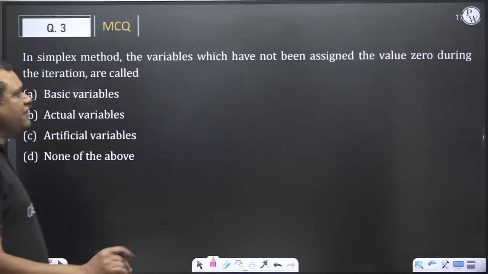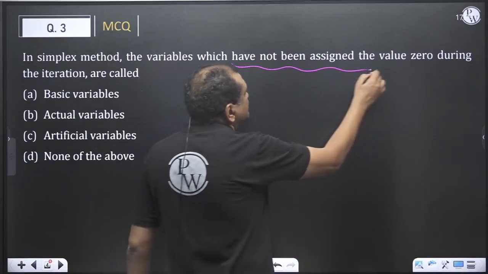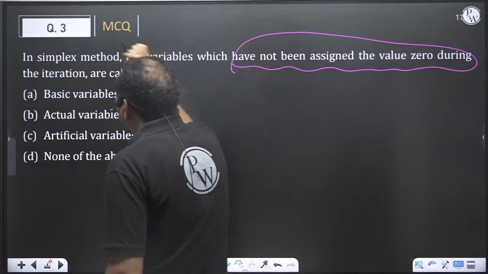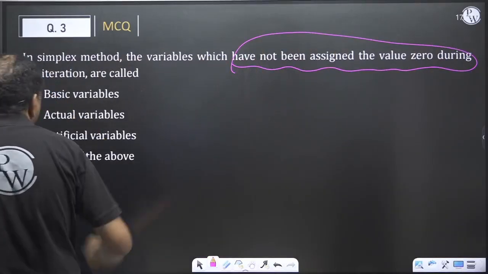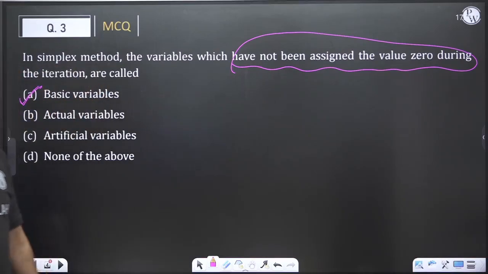The variables which have not been assigned 0 are called basic variables. First of all, non-basic variables we are assigning 0 values.